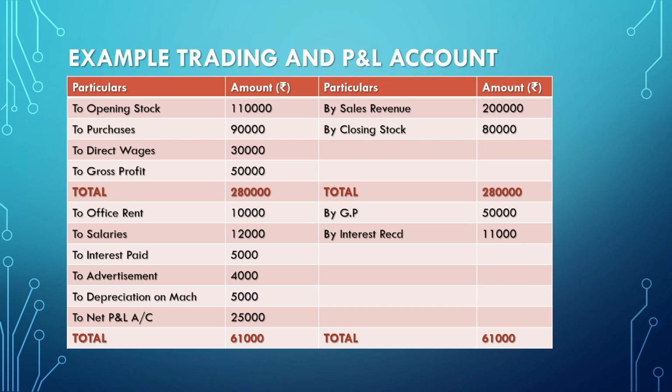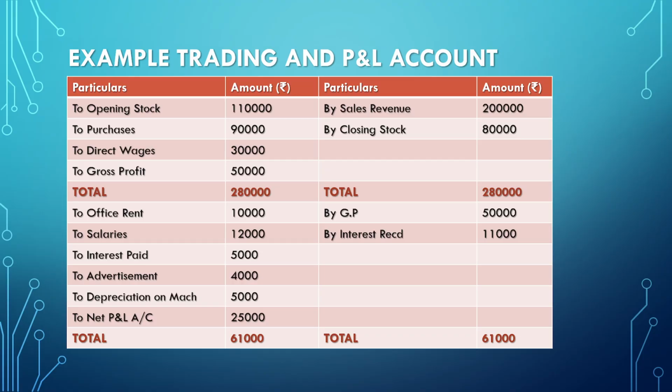For the trading account, say the opening stock is 1,10,000. Purchases of raw material as well as finished product is 90,000. It comes in the trading account. Direct wages is a direct expense. Wages to factory members, factory laborers, is a direct expense because it is used for production, right? Okay, and on the right side, total sales for that period, and then closing stock as on that period.